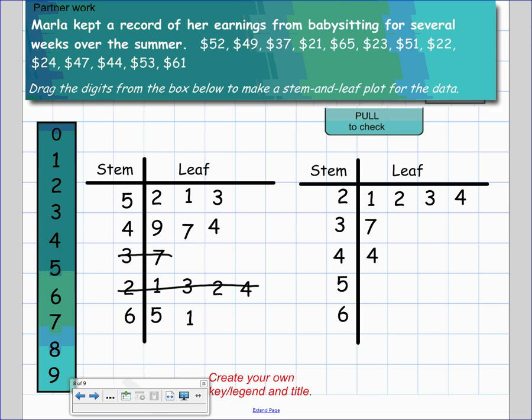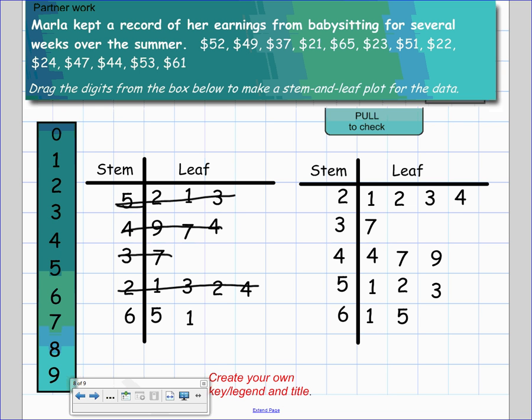44, 47, 49. And then our 5s, 52, 51, 53, so 1, 2, and 3. 51, 52, and 53. Oops. Notice I'm crossing out as I'm going through. I'm using them. So 65 and 61, so I've got 1 and 5. So there's my stem and leaf.